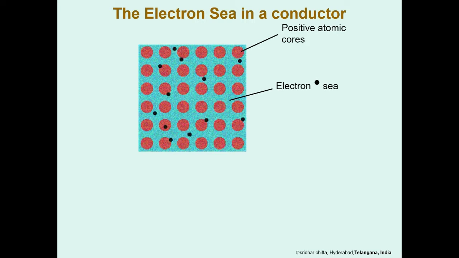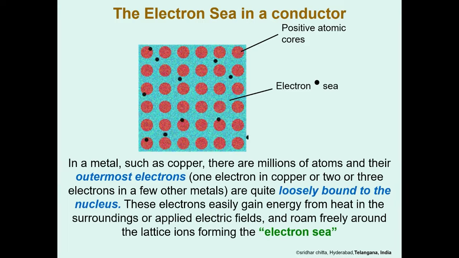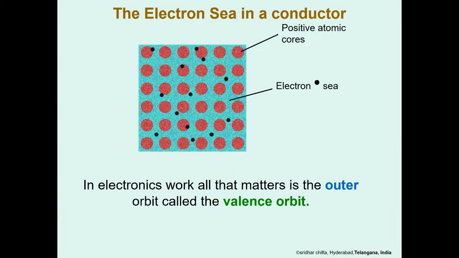The electron sea in a conductor. In a metal such as copper, there are millions of atoms, and their outermost electrons, one electron in copper or 2 or 3 electrons in a few other metals, are quite loosely bound to the nucleus. These electrons easily gain energy from heat in the surroundings or applied electric fields and roam freely around the lattice ions, forming the electron sea. In electronics work, all that matters is the outer orbit called the valence orbit.